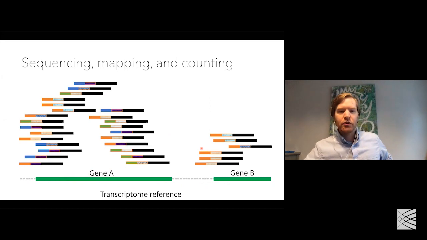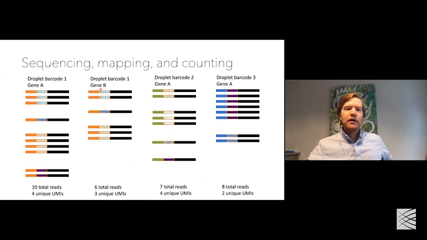So we can demultiplex these reads into groups, where we can say, droplet number 1, gene A, we had these molecules. Droplet 1, gene B, we had these. Droplet 2, gene A. Droplet 3, gene A. And on and on. And we can take a look at the reads that we see. For example, here we have 10 total reads, but only 4 groupings of these unique molecular identifiers.